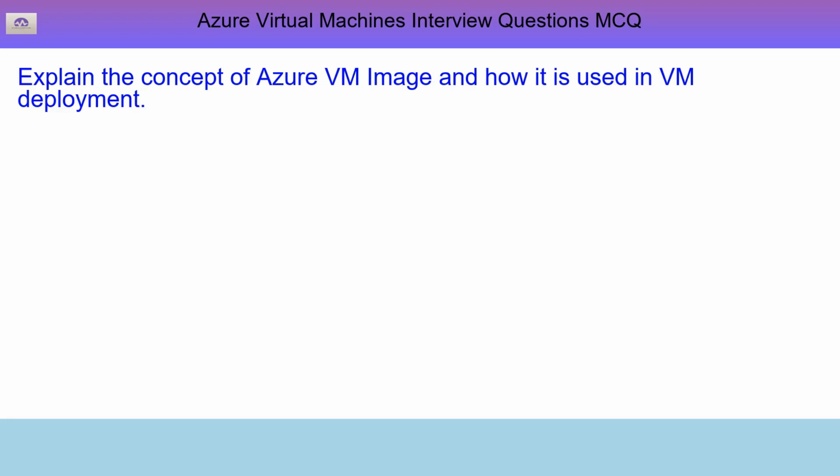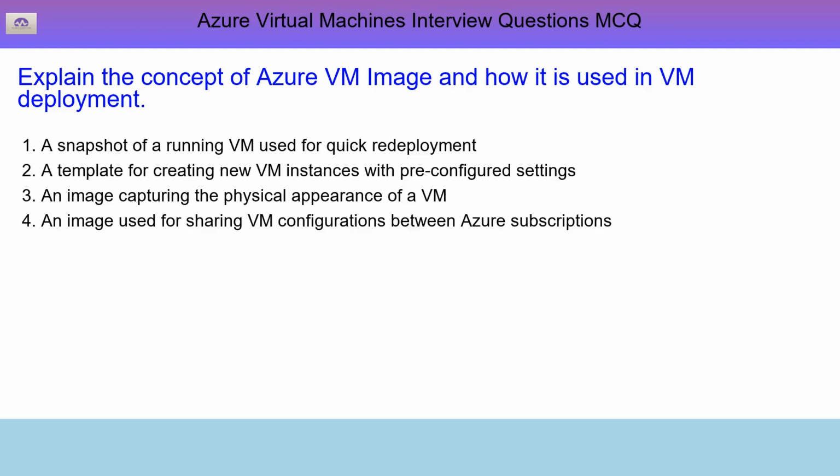Explain the concept of Azure VM image and how it is used in VM deployment. Here are your options. 1. A snapshot of a running VM used for quick redeployment. 2. A template for creating new VM instances with pre-configured settings. 3. An image capturing the physical appearance of a VM. 4. An image used for sharing VM configurations between Azure subscriptions.